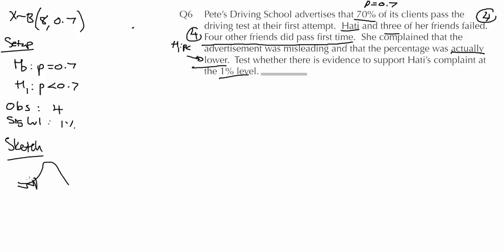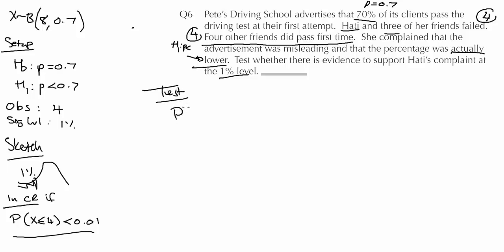So, your sketch, to decide what you're trying to figure out. We're looking at the bottom 1%. It will be in the critical region if the probability of X being less than or equal to 4 ends up being less than 0.01. So let's find out the probability of X less than or equal to 4. Hurrah, it's a less than or equal to, so there's no extra work.